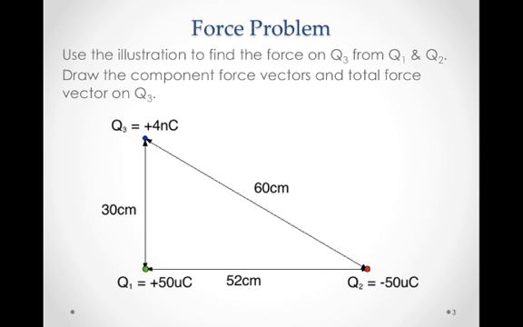So for our force problem here, we have this illustration, and our job is to find the force on this charge 3 right here. We have the value of that charge, but we want to find the force acting on this charge that's provided by these other 2 charges, Q1 and Q2. We want to draw the component force vectors and total force vector that's acting on Q3. The other things that are given besides the 3 different charges are their polarities and also the sides of the triangle.